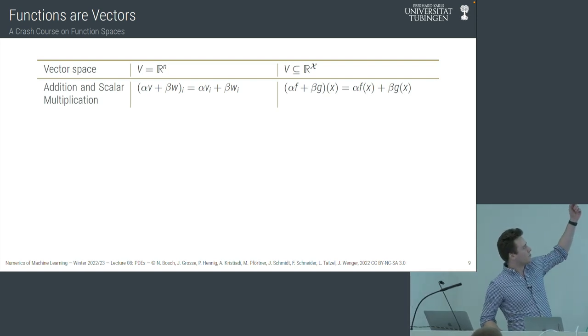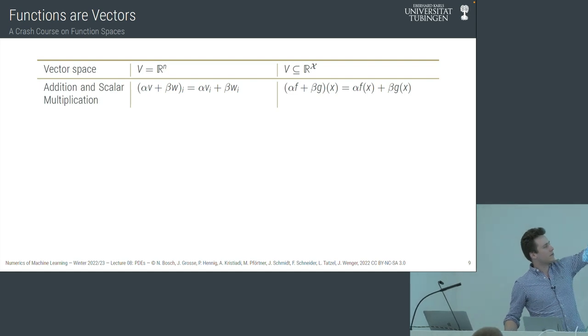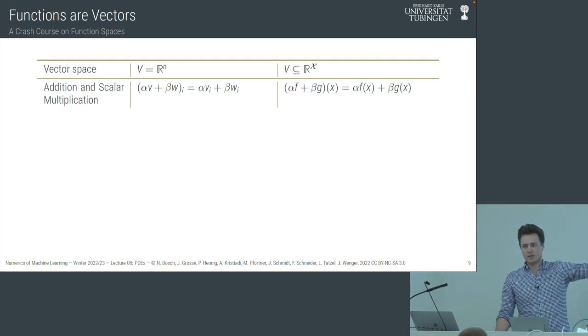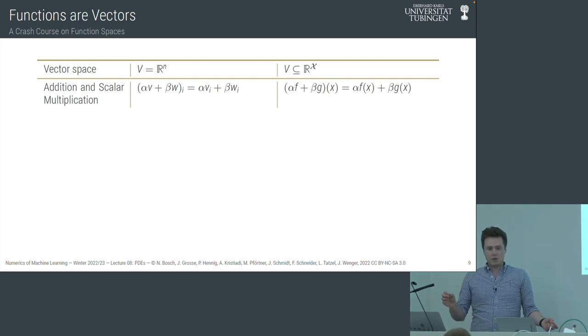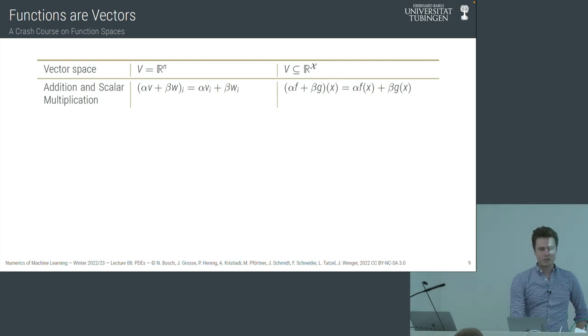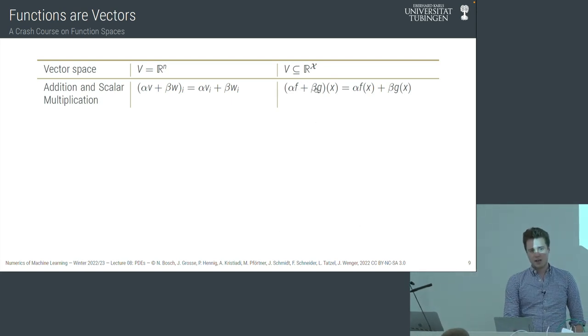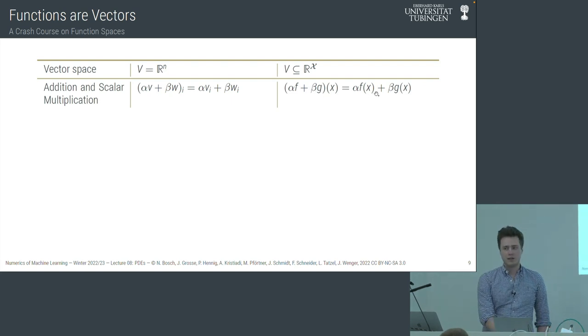From linear algebra classes, you might be very familiar with the vector space Rn, so essentially the space of n-dimensional column vectors. And you can add them, you can multiply them with a scalar, and you can do essentially the same thing with functions just by saying, well, the sum of two functions and the product of a function with a scalar are just defined pointwise. This is what's said here.